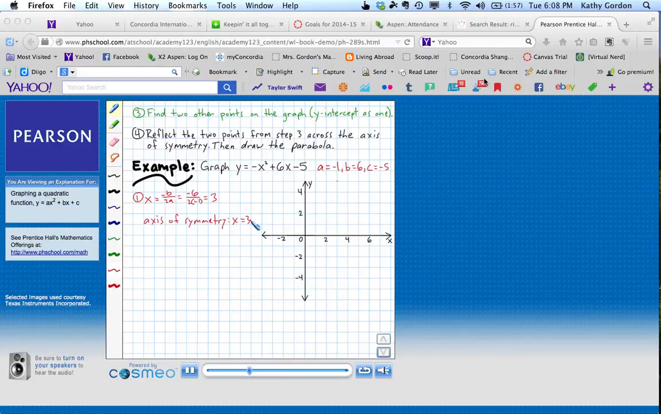Let's come over here in the graph and graph that line. This dashed red line represents the axis of symmetry, and let's label it x equals 3. Okay, step 2. Now we want to find the vertex of our parabola. Remember, we want to use this x-coordinate that we just found as the x-coordinate of the vertex. So let's take our equation, y equals the opposite of x squared plus 6x minus 5, and substitute that x value into the equation. And then we just have to solve for y.